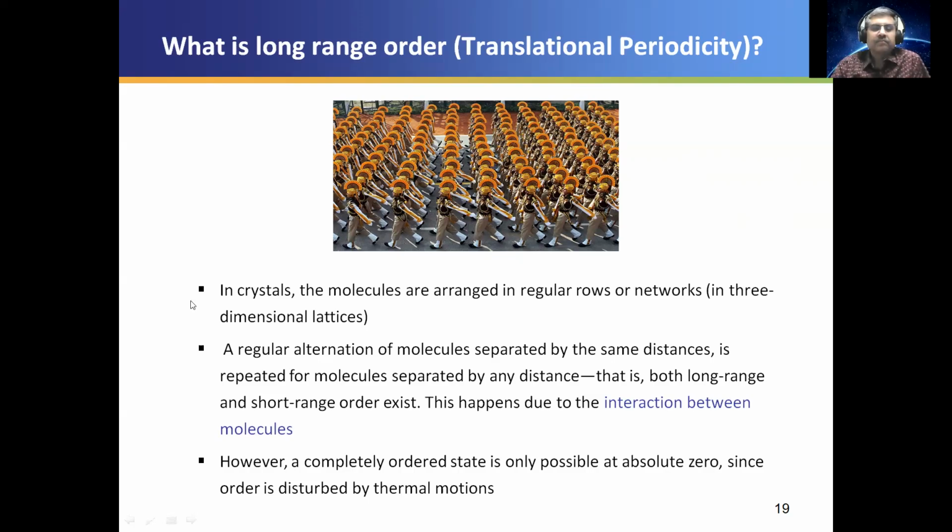Similarly, in crystals, the molecules are arranged in regular rows or networks in the 3-dimensional lattices. A regular alternation of molecules separated by the same distances is repeated for molecules separated by any distance. That is, there is both long range as well as short range order, and this happens due to interaction between the molecules by way of intermolecular interaction. However, a completely ordered state is only possible at absolute zero temperature, since the order is going to be disturbed by thermal motion.